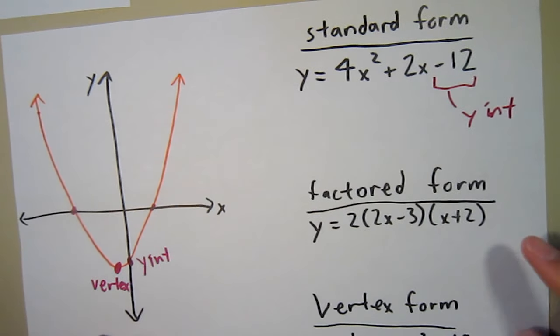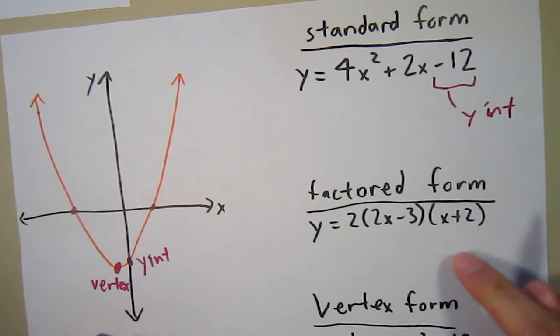The second form is the factored form. It's a bubble times a bubble, and sometimes there's a number in front. It is useful because you can find the x-intercepts just by looking at it.